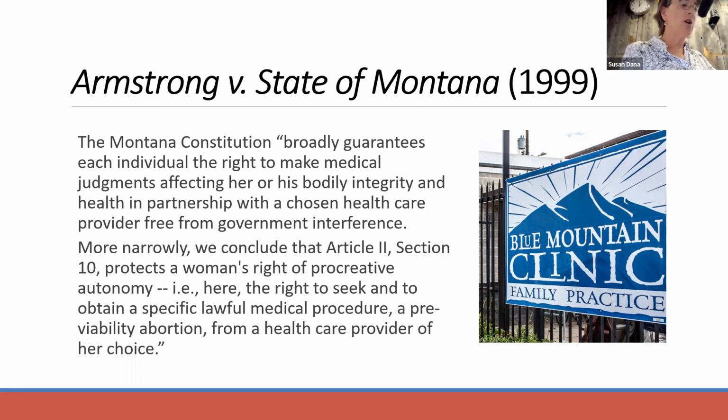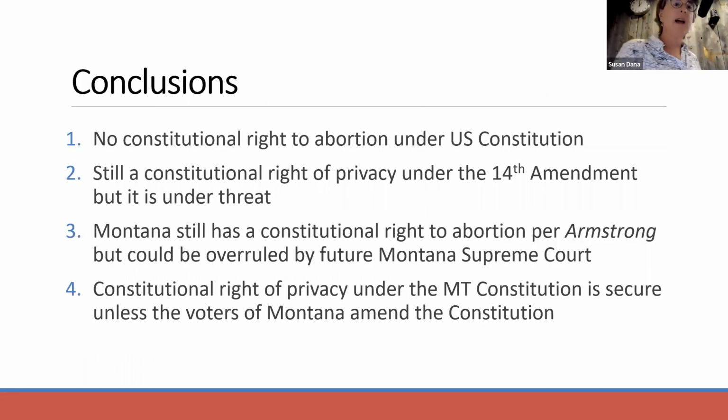So my conclusion here is that obviously there's no constitutional right to an abortion under the US Constitution anymore. There is still a constitutional right of privacy, but we don't know the extent of that. It may very well be trimmed in future years. Montana does have a constitutional right to an abortion per Armstrong and per our Constitution, but Armstrong could be overruled by a future Montana Supreme Court case. The right of privacy in the Montana Constitution is there unless we, the people, choose to change it.